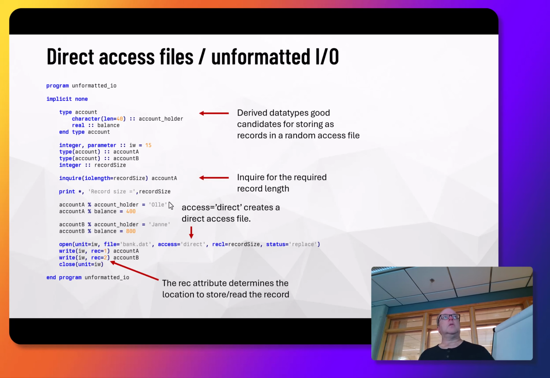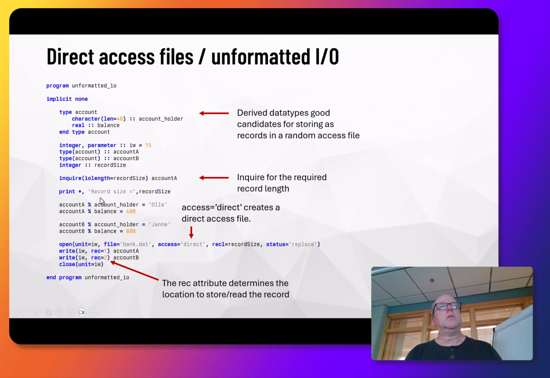I have defined a derived data type called account. I have a character string, account holder, and a balance. And I create 2 accounts. And then the first thing I have to do before I start using this data type in a file is I have to query the record size. And you do that by inquire, iolength equals record size. And then you give an example of the data type you want to store. So in this case, record size will be assigned the size of the account A. And I print it out here.